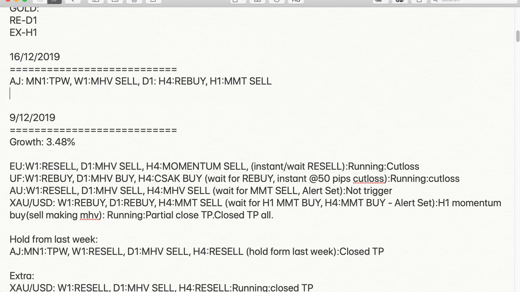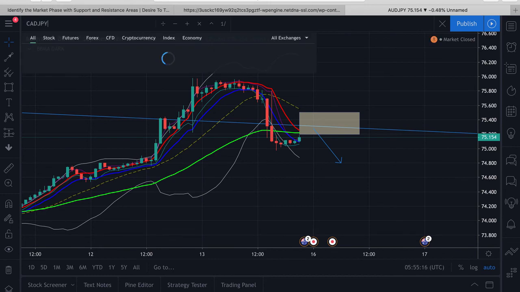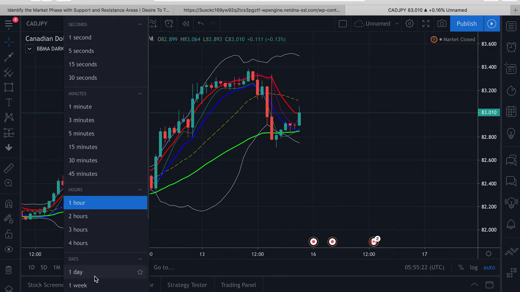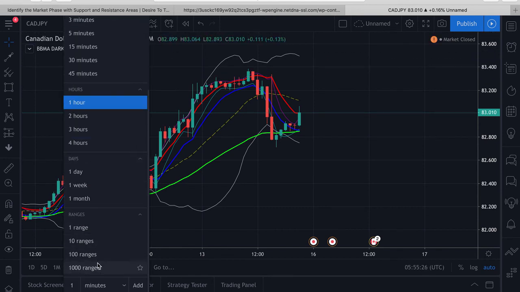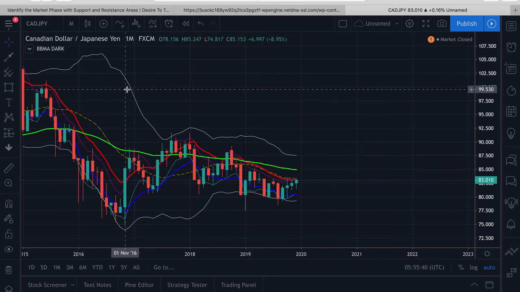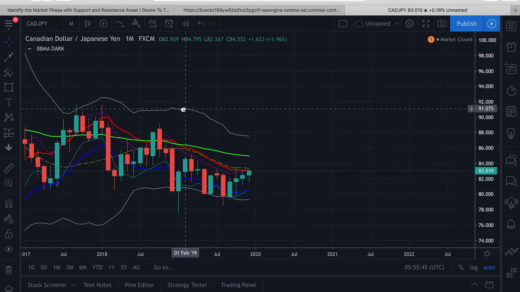Number two, the pair number two that we want to look at for this week is CAD JPY. CAD JPY, we start looking at monthly as well. Monthly. CAD JPY trick is almost the same as AUD JPY just now. In fact, Canadian dollar and Australian dollar, they are both commodity currencies, so their characteristics are almost the same.